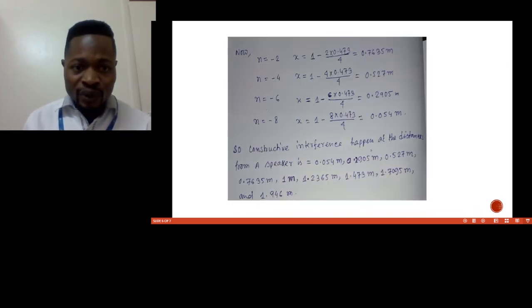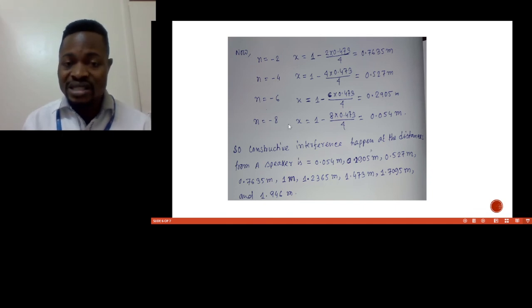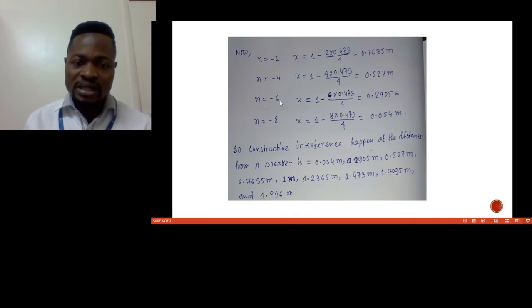Now we continue. When it is negative 2, that is from the negative side. When it is negative 4, when it is negative 6, and when it is negative 8. Simply plug into 1 plus (negative 2) multiplied by our answer, what we got in part A as our lambda, divided by 4. This is what you get. When it is negative 4, do the same. When it is negative 6, do the same thing.